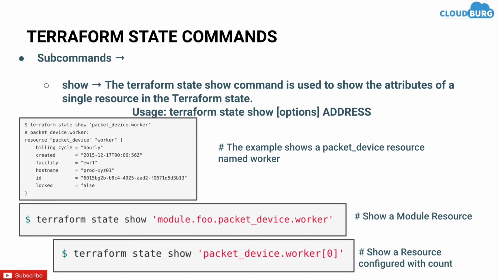So if I want to see the state of any particular resource, I can simply run terraform state show and then the resource name. In the next example, we are seeing how to check the state of a module. So as we did for resource, similarly we will do for module as well, terraform state show and the module name. And we can also show the state for any resource configured with count. So this is all about Terraform state subcommands. I hope it is clear now.